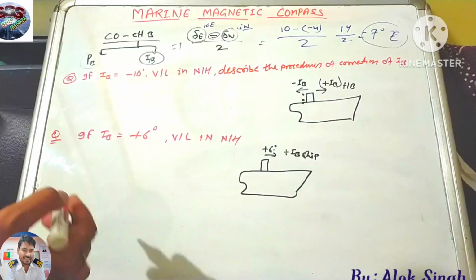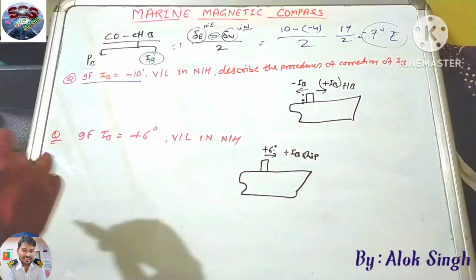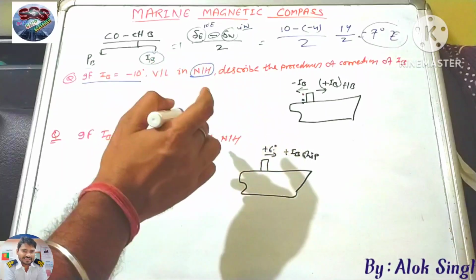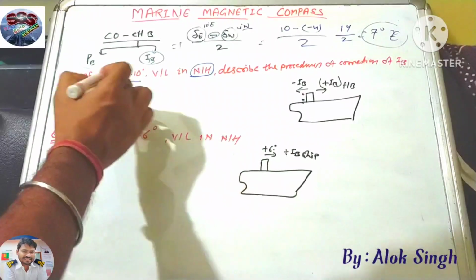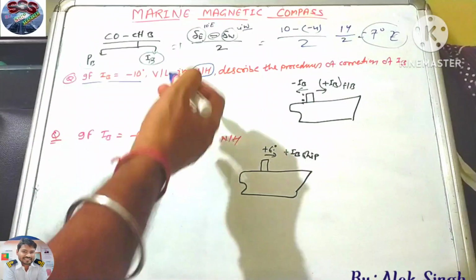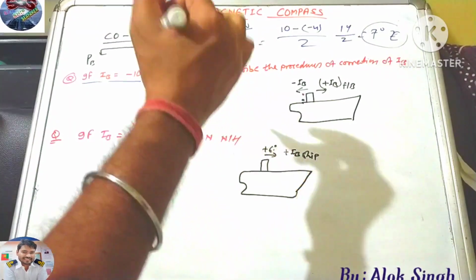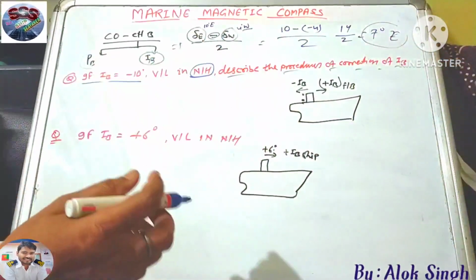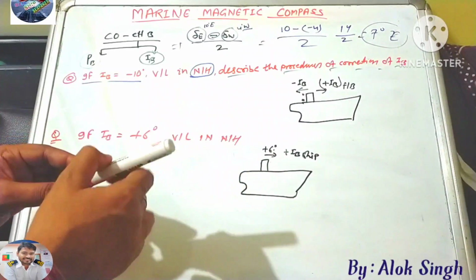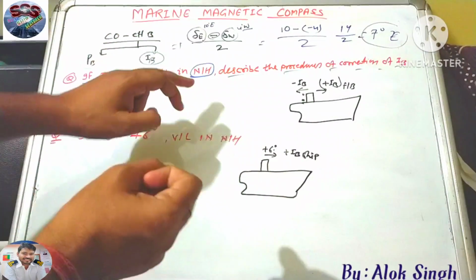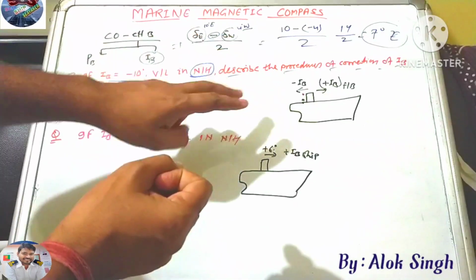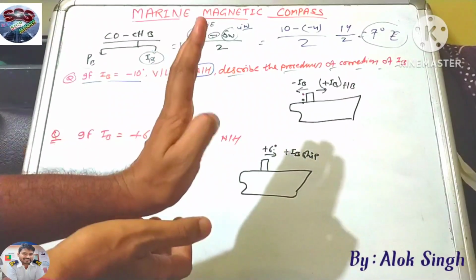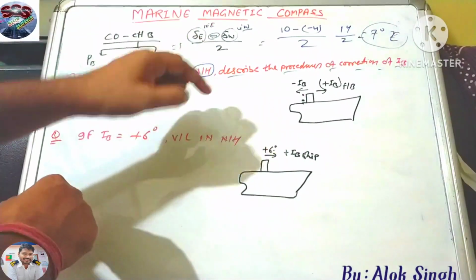Now the other example: what if IB is plus 10 degree, and the vessel is in the northern hemisphere? So this is a more important point. In case of induced magnetism, in case of IB, meaning induced, in case of induction, the hemisphere is very important. So northern hemisphere, describe the procedure of correction of IB. If such a type of question is coming, the first thing in your mind should be: it is in the northern hemisphere, which type of pole will form? And since it is related to IB, it is something related to vertical soft iron. Vertical soft iron means our funnel. So which type of pole?